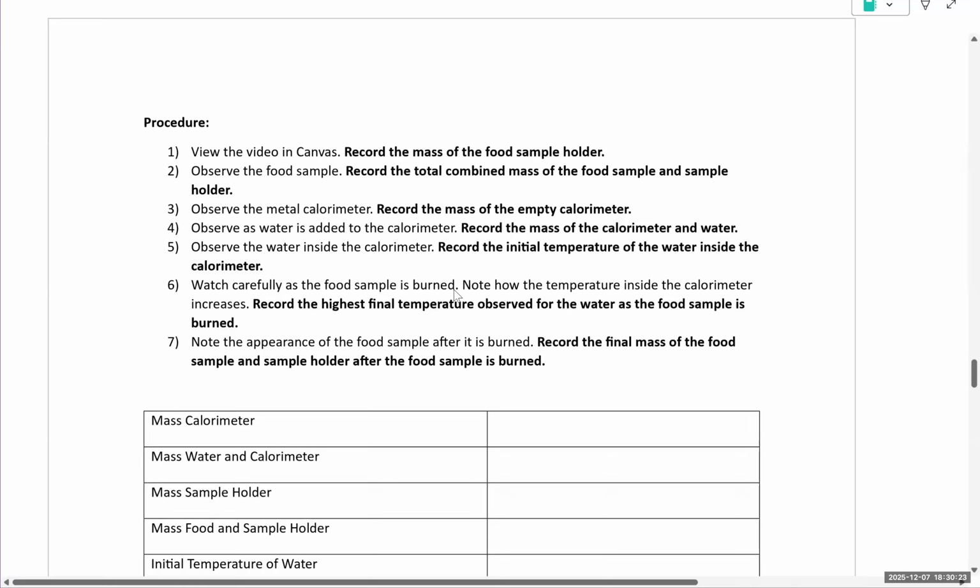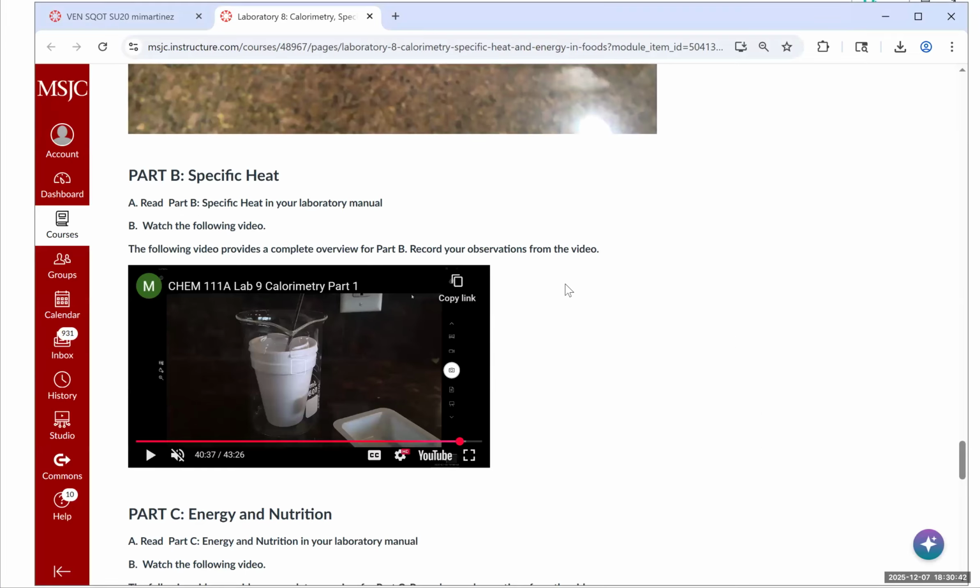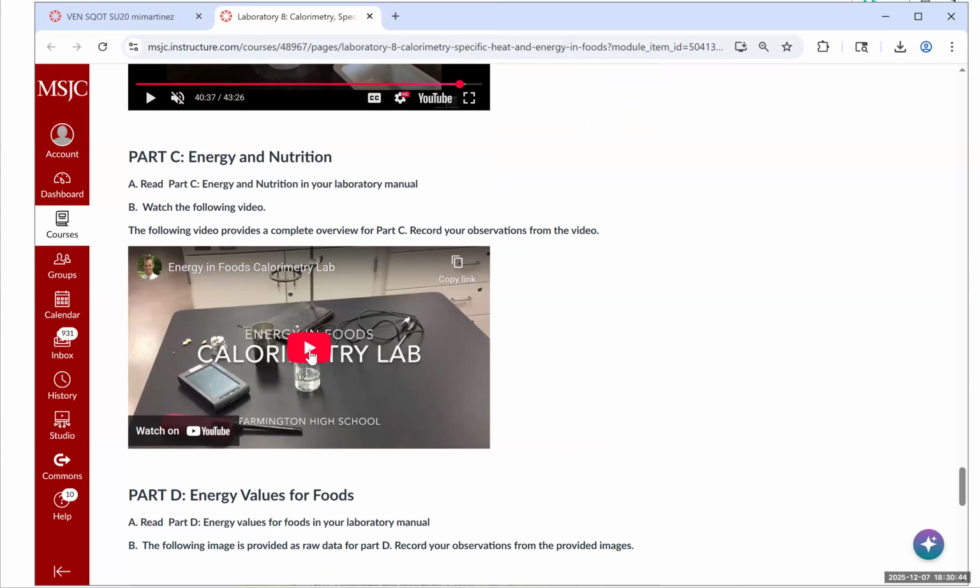You're going to watch carefully as the food sample is burned, and we're going to record the highest final temperature observed for the water as the food sample is burned. Finally, we're going to note the appearance of the food sample after it was burned, and we're going to record the final mass of the food sample and sample holder after the food sample is burned. So let's go to part C and let's take a look at the video.